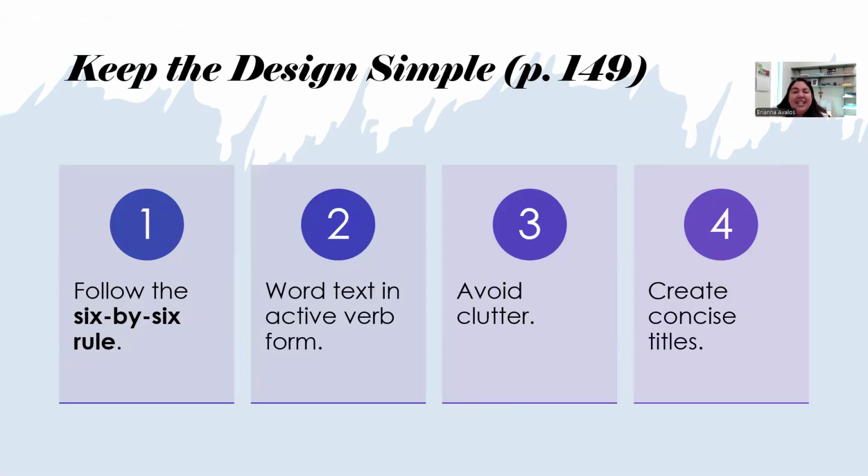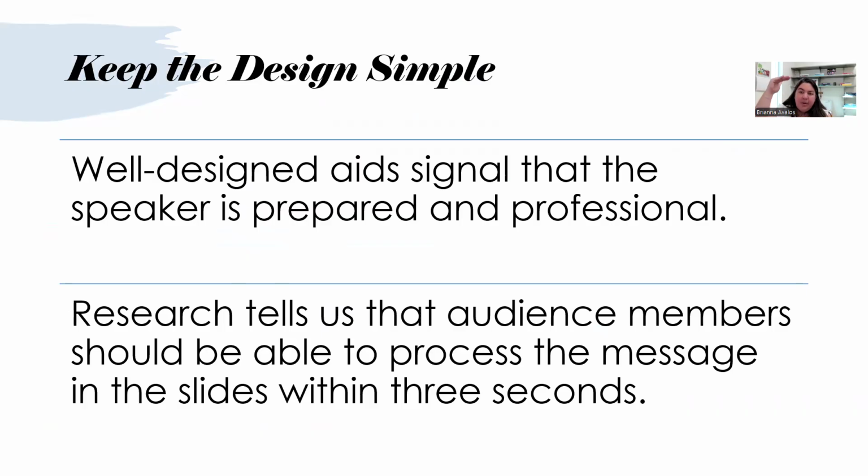So here's some ways to keep the design simple. And first, you want to follow the 6 by 6 rule. So what that means, and I'm going to go back to the last slide, you want 6 words going down and then 6 words going across. No more than that. Do I always follow it? No, but I try to. And so let's look. We have well-designed aids signal that the. We got 6 words in that first line. Perfect.